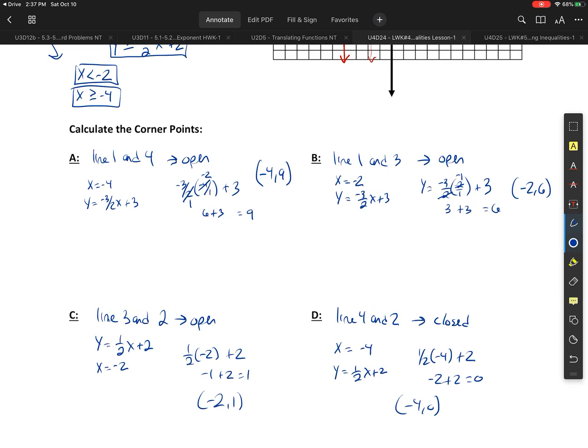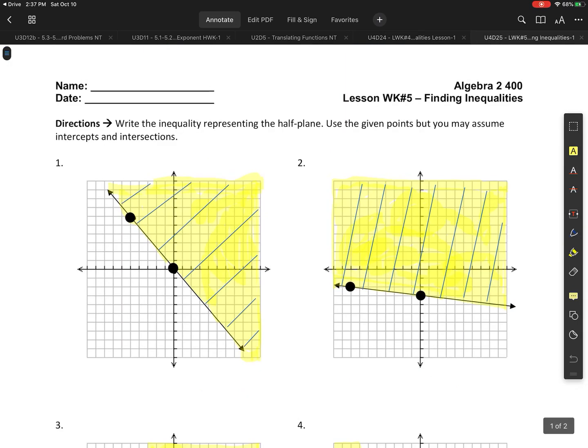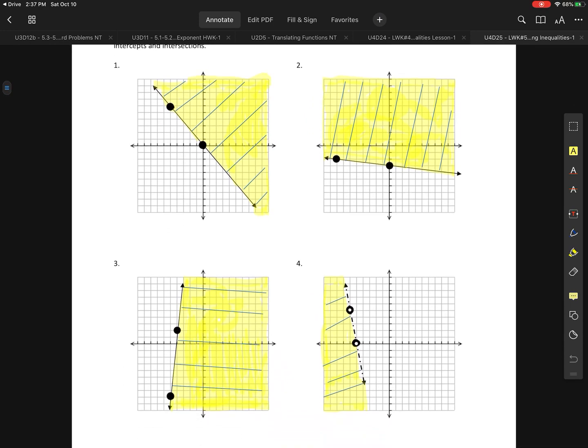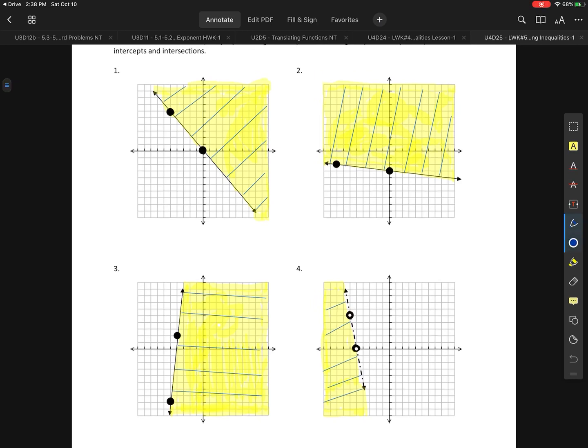All right, jump into the next thing I want to work on today. Lesson worksheet 5, going backwards. So here, looking at inequalities, finding the inequalities that match the shape that we have. If we look at problem 2, I have 2 points: 0, negative 3, and negative 8, negative 2. To find the equation of the line, I gotta find my slope first. Negative 3 minus negative 2 over 0 minus negative 8 gives me negative 1 over 8 as my slope.